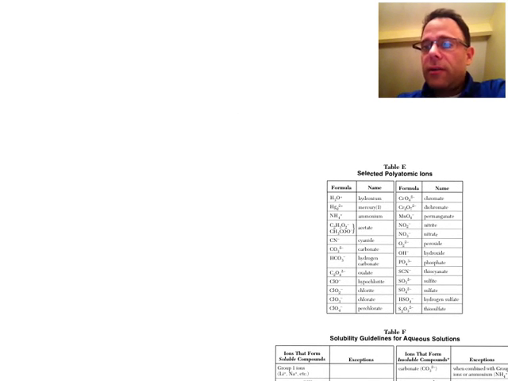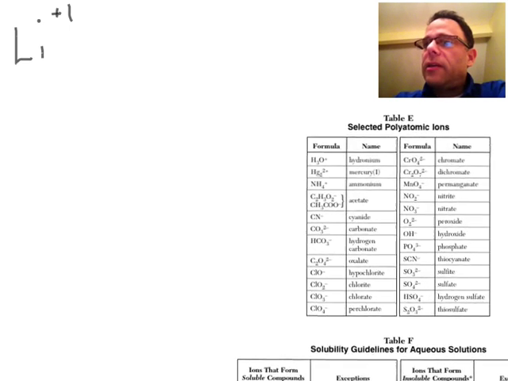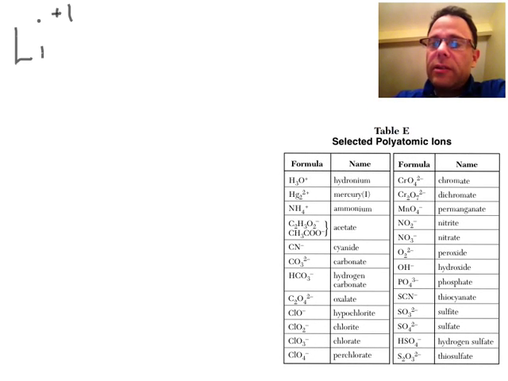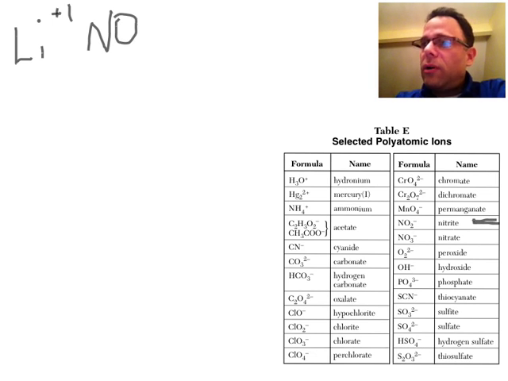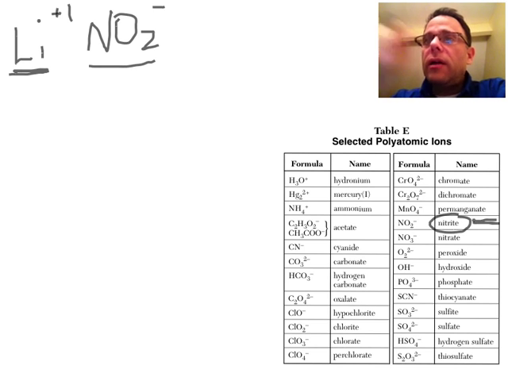Okay, stick that guy over there. Let's just say, for instance, let's go back to lithium. Lithium is a +1. Let's grab here a polyatomic ion that is a -1 to make it fairly simple. And let's go ahead and grab this one, nitrite, NO2 minus, it's a -1. That is lithium nitrite, don't change the word at all.